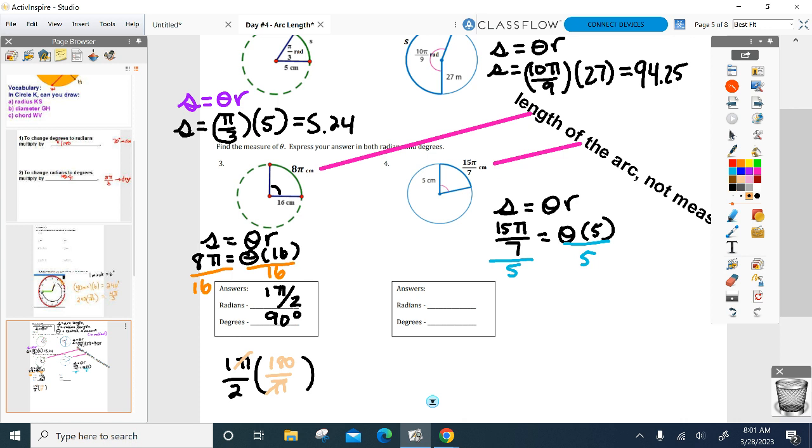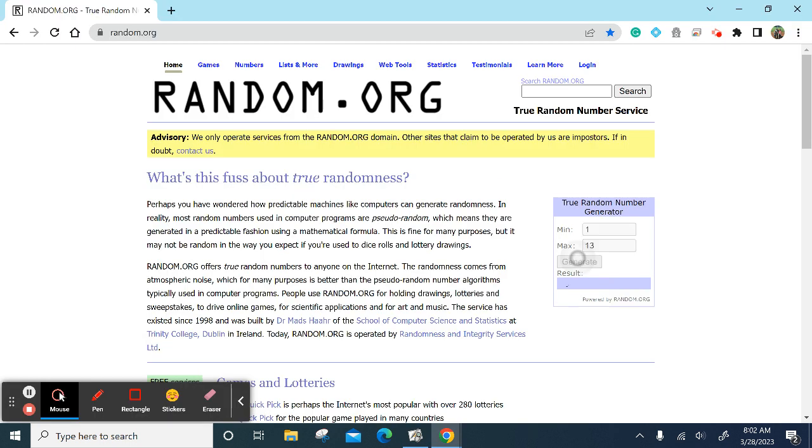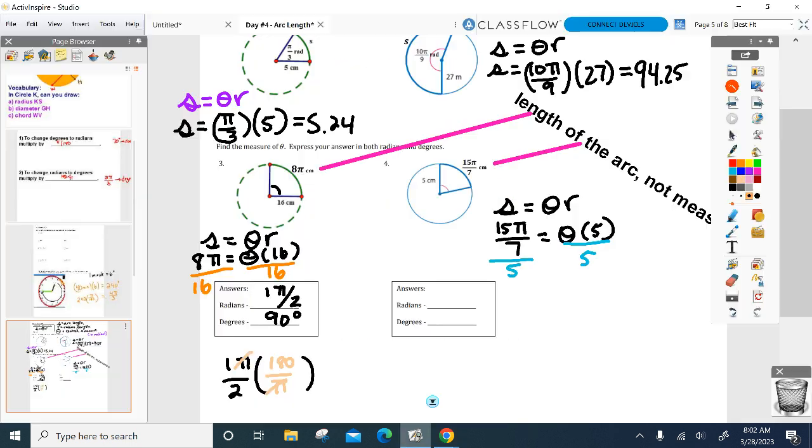And I know this is a broken record, but I'll make sure I'm driving the point home. Is this answer going to be in radians or degrees because I used that formula? Radians, so what do I like in my answer? Pi here. Darn right I do. I like pi in the answer.